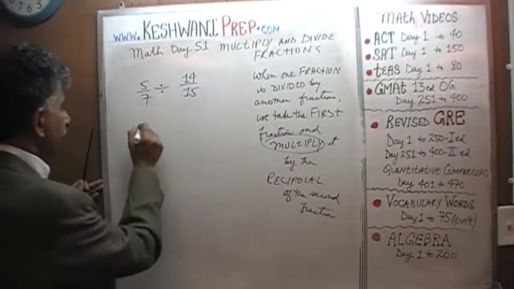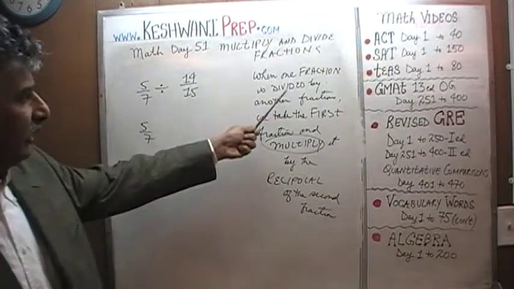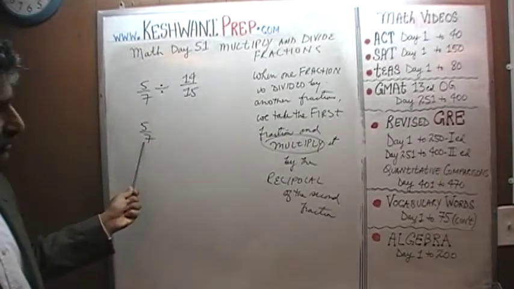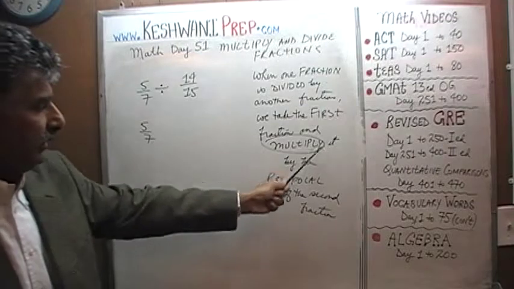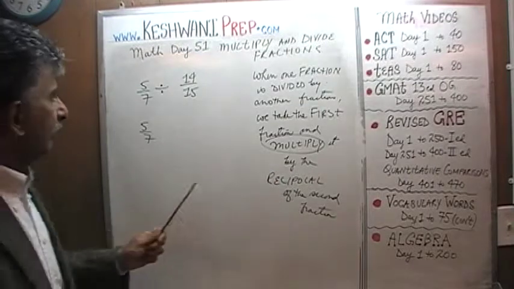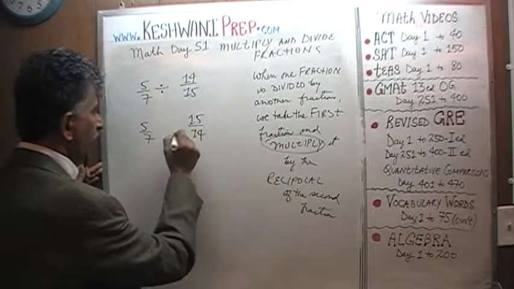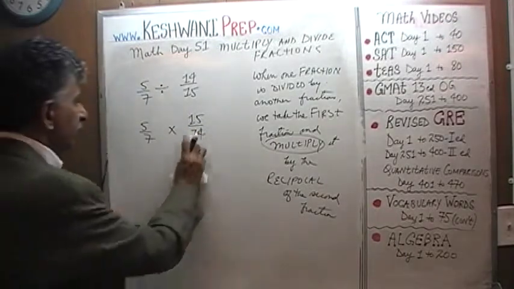So we have 5 7ths divided by other fractions. When one fraction is being divided by other fractions, we take the first fraction 5 7ths and we multiply it by the reciprocal of the second one. Reciprocal of the second one is going to be 15 over 14. And we multiply it.